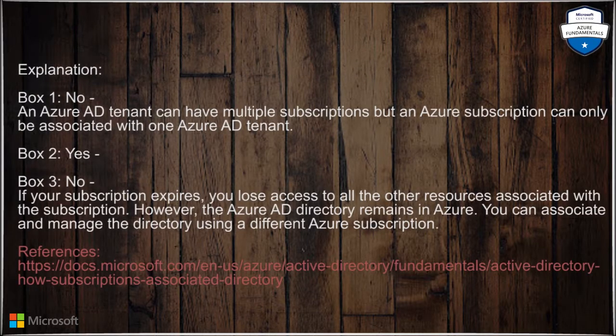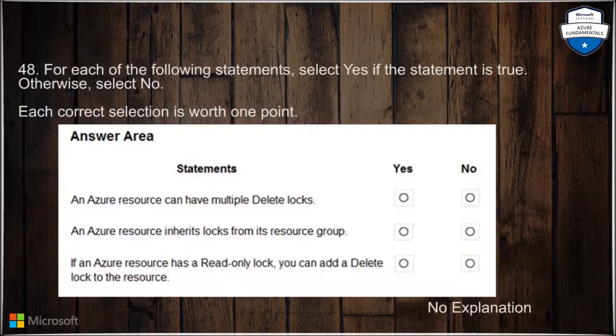Explanation: Box 1, an Azure AD tenant can have multiple subscriptions, but an Azure subscription can only be associated with one Azure AD tenant. Box 2, yes. Box 3, no, if your subscription expires, you lose access to all the other resources associated with the subscription. However, the Azure AD directory remains in Azure. You can associate and manage the directory using a different Azure subscription.